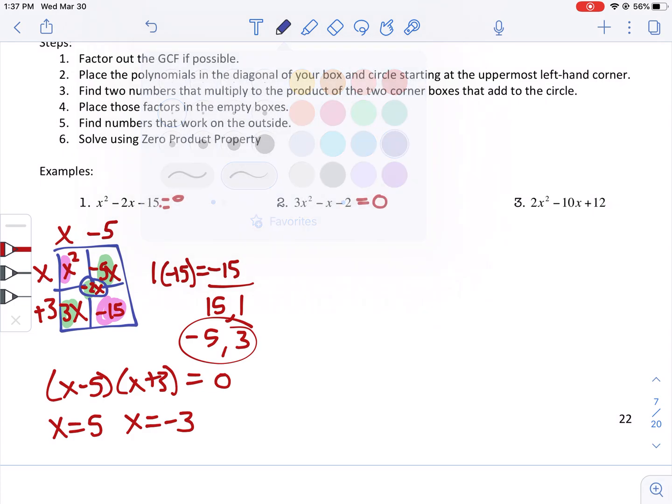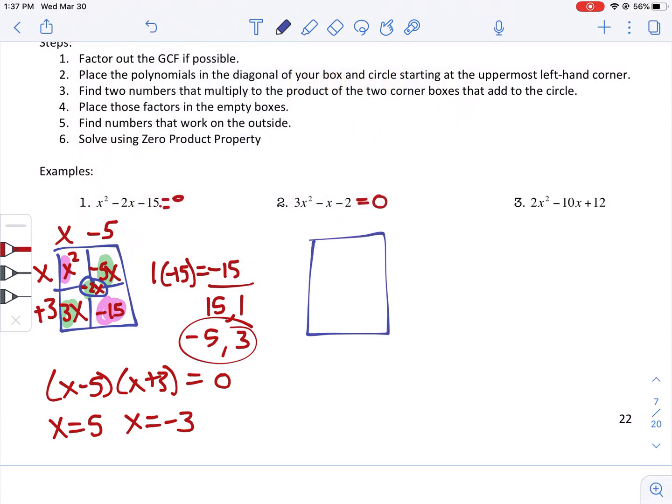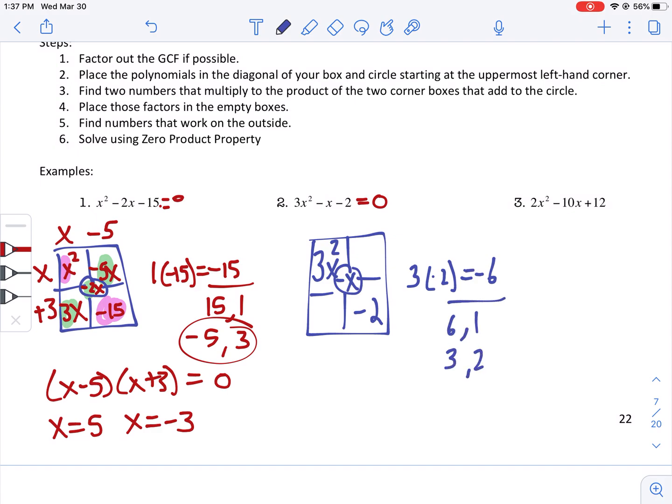So the second one here. I'm going to put 3x squared minus x minus 2. And I'm going to multiply those coefficients of the box. So 3 times negative 2 is negative 6. And what are factors of 6? 6 and 1, 3 and 2. I need to get a negative 1x. So that would be this first one. So negative 3x and 2x.